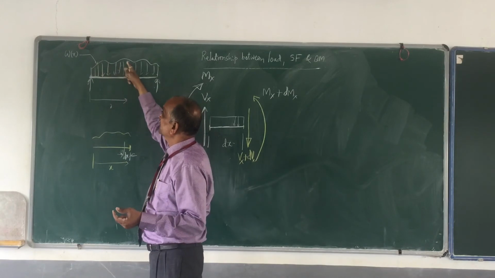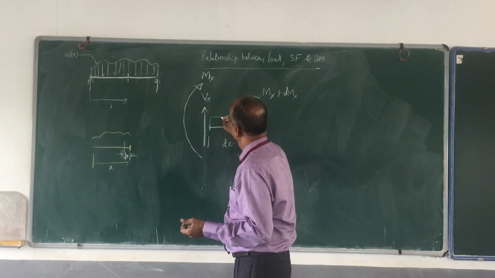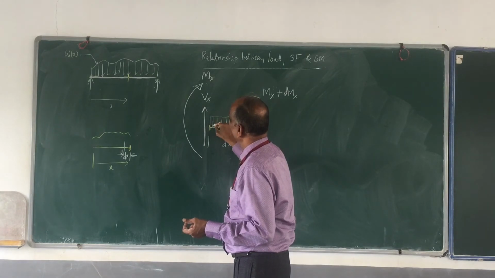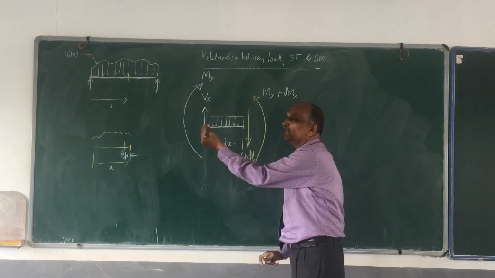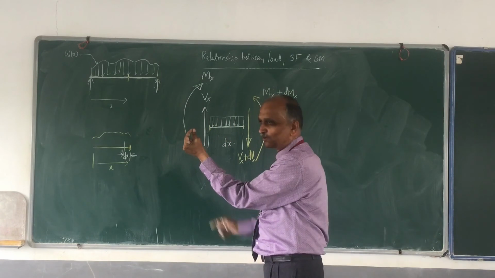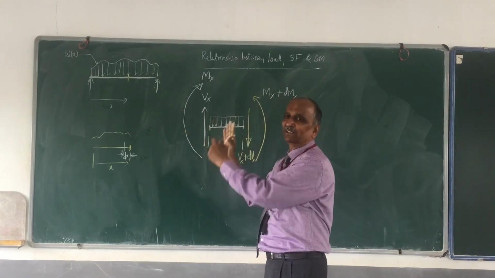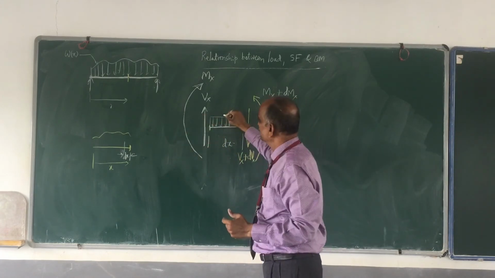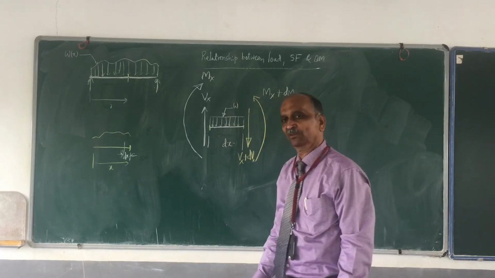I have shown the diagram like this and I am writing as if it is a constant here. How can I justify this? I can justify this because dx is very small. When I say that dx is very small, the load on this side and the load on this side, and in between, they are one and the same. And this is what I call W, uniformly distributed load.